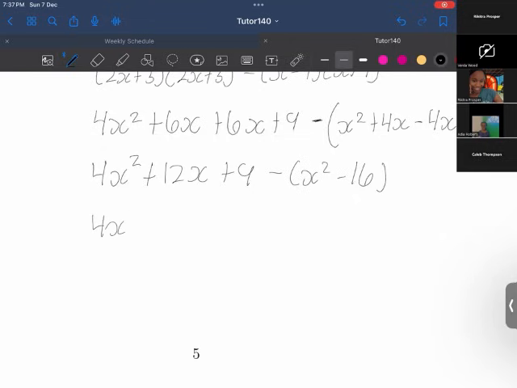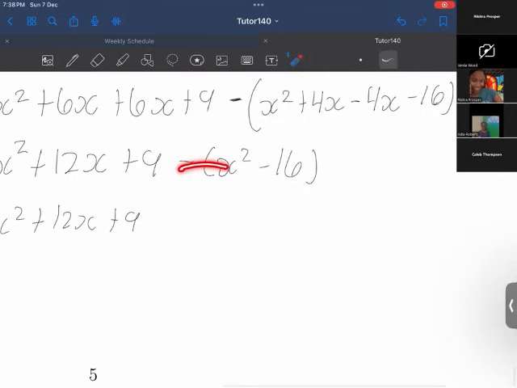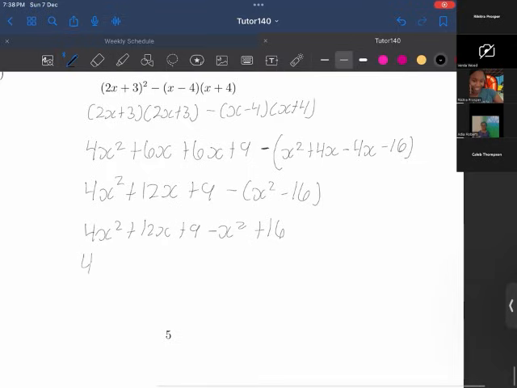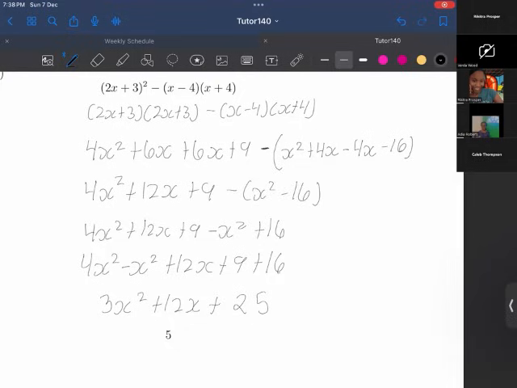So now rewrite it, and I'm going to distribute the minus sign. So minus x, that'd be minus x squared. Distribute it here, it'd be a negative. And I'm going to distribute this negative to the 16. That'll make it a positive 16, right? So now let me rewrite it, lining up the like terms. So that's 4x squared minus x squared plus 12x plus 9 plus 16. 4x squared minus x squared is 3x squared, plus 12x, plus 9 plus 16 is 25. So our final answer is 3x squared plus 12x plus 25.